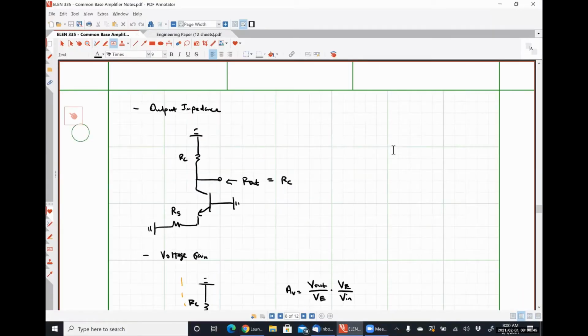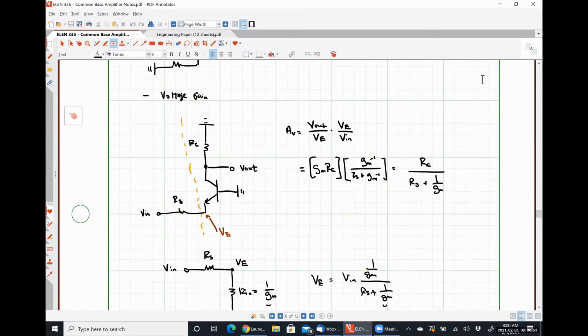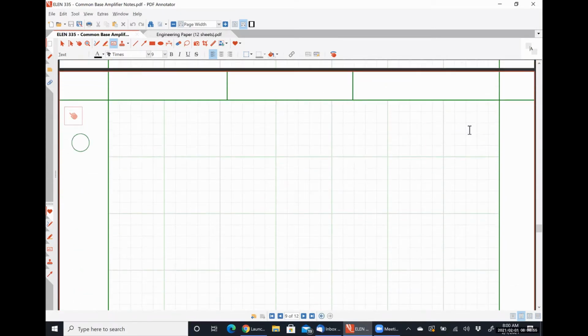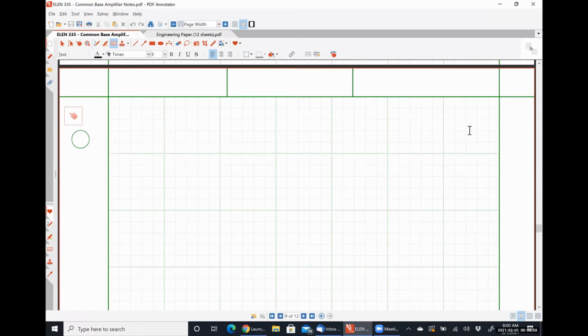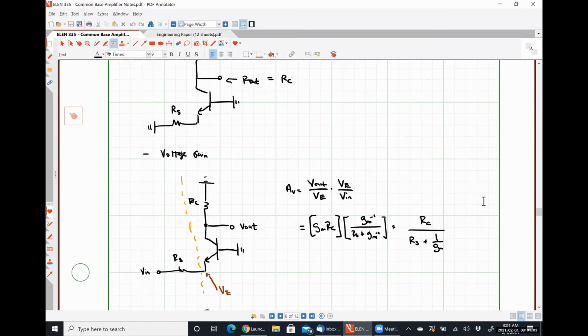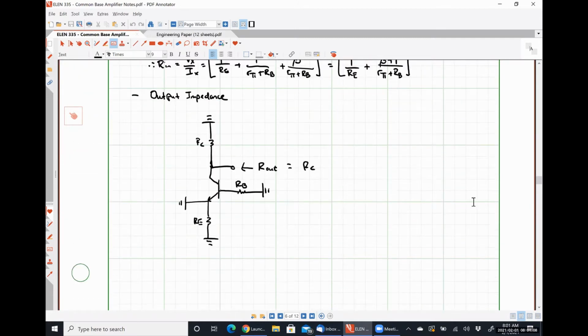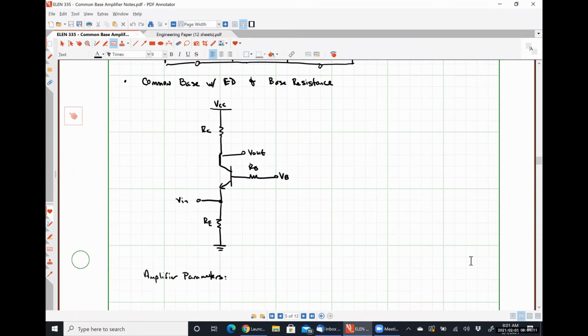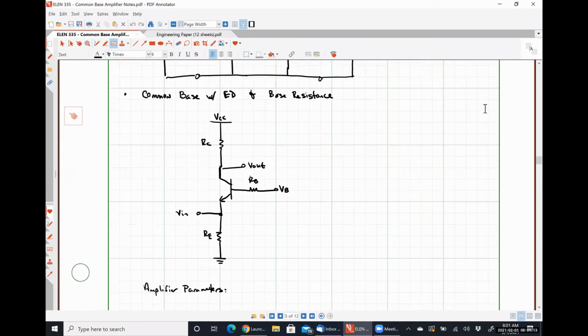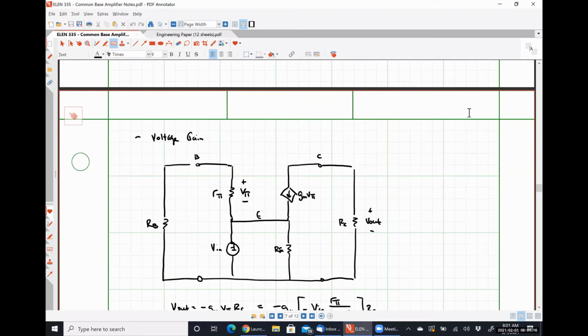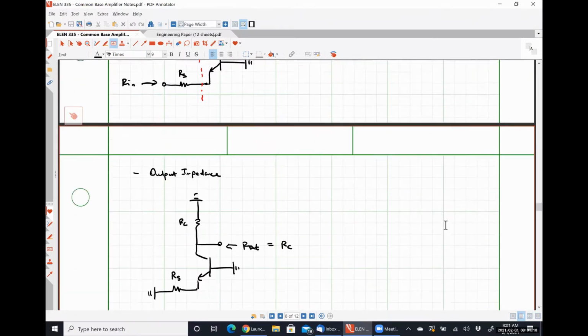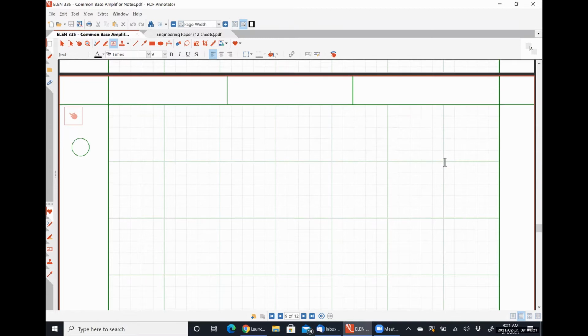So today we are going to finish up our discussion on common base amplifiers, where I believe we left off about to begin common base amplifiers with a source resistance and with a base resistance. So let me just check where I'm at here. So that's emitter degeneration, base resistance. Then we did source resistance, yeah. So we need source resistance and base resistance now. All right.